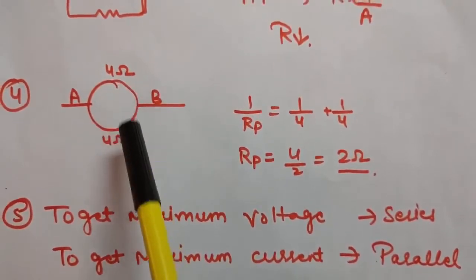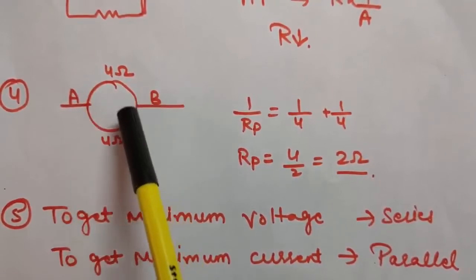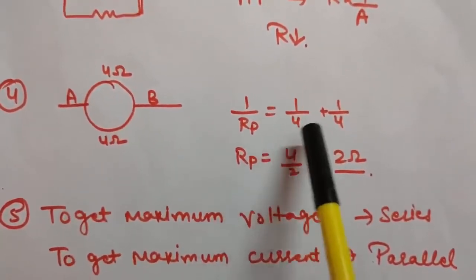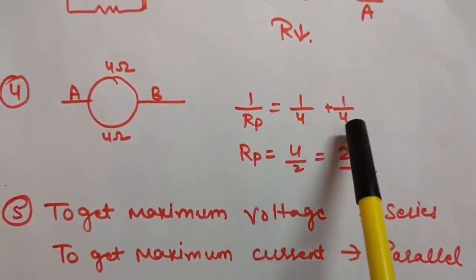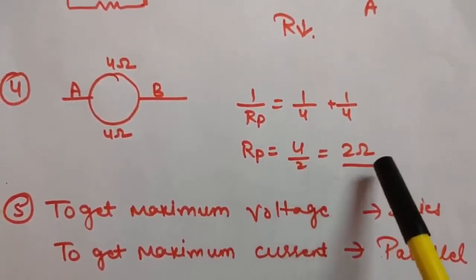Now these two resistances are connected in parallel combination because both the ends are connected. So just use the formula of parallel combination, that is 1 by 4 plus 1 by 4. Then the equivalent resistance will come to be 2 ohms.